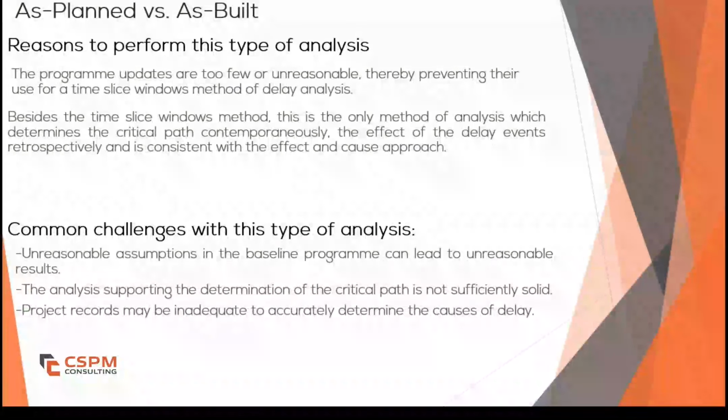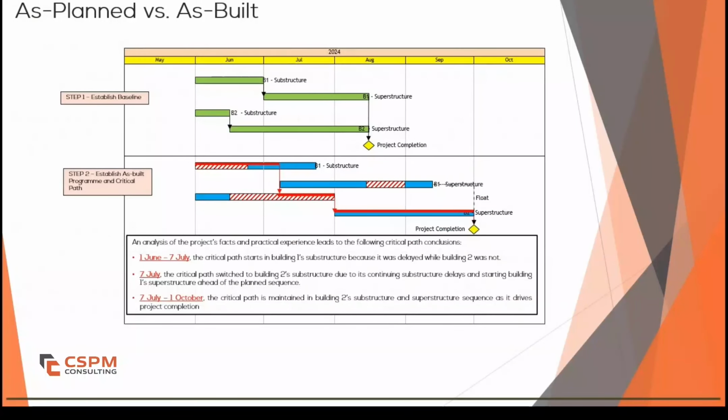Before we dive into a practical demonstration, let's first go through the theory using a sample project. We start with the baseline schedule, which establishes the planned project duration. This schedule originally projected the project to finish by mid of August 2024. However, when we examine the as-built records, we find that the actual completion date was 1st of October 2024.